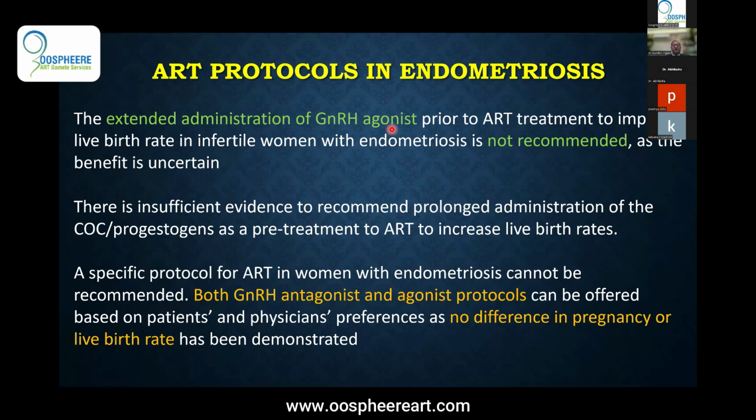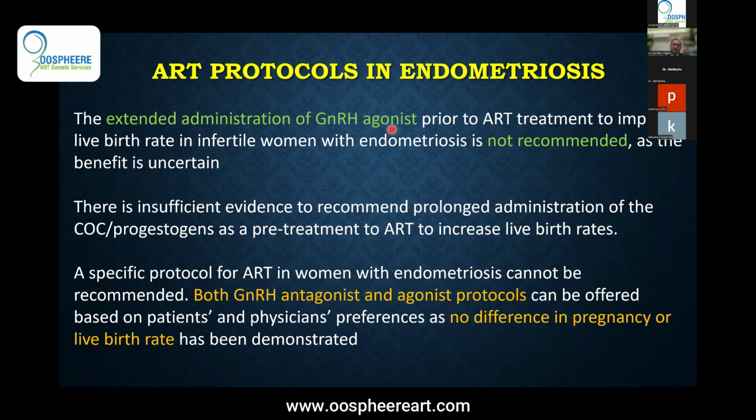There is also insufficient evidence to recommend prolonged administration of combined oral contraceptive pills or progestogens as pre-treatment to ART to increase live birth rate. So the guidelines also say you cannot use contraceptive pills or progesterone. There is no need. A specific protocol for ART in women with endometriosis cannot be recommended.